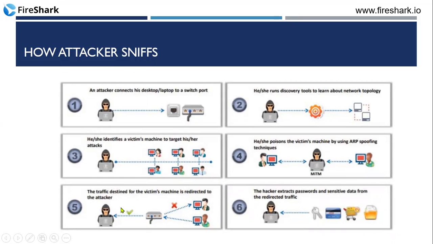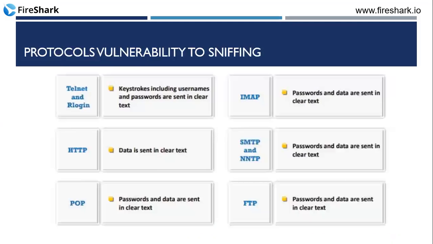The fifth step helps to divert all the traffic to his system. This is a typical man-in-the-middle attack. After sending the packets, he directs all the traffic towards himself. And the sixth step is the final one. Now the attacker can see all the data packets sent and received by the victim. He can extract sensitive information from the packets, such as passwords, usernames, credit card details, and PINs. Or he can use decryption tools to decrypt the encrypted packets also.